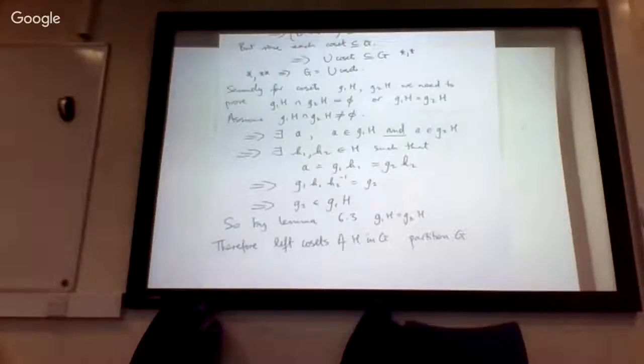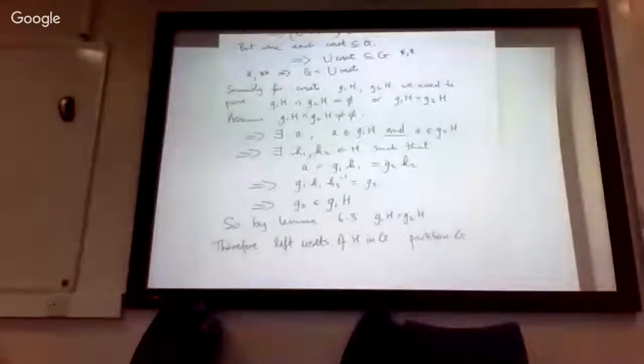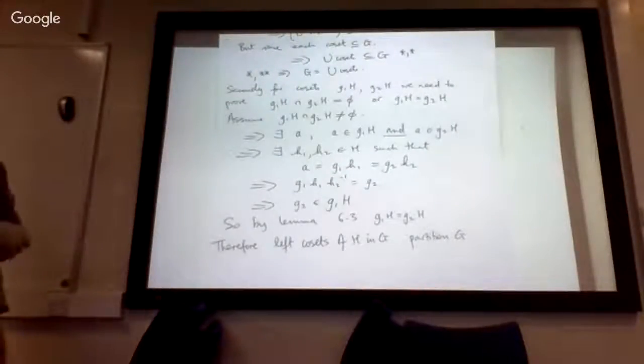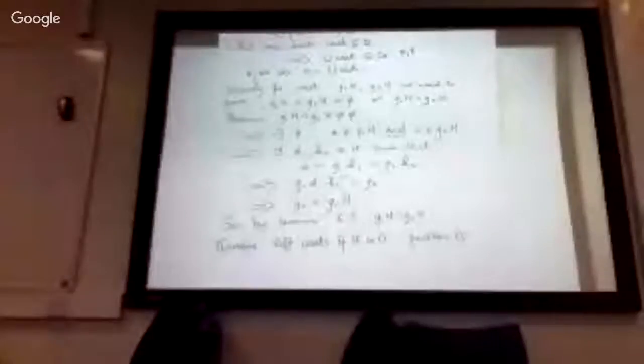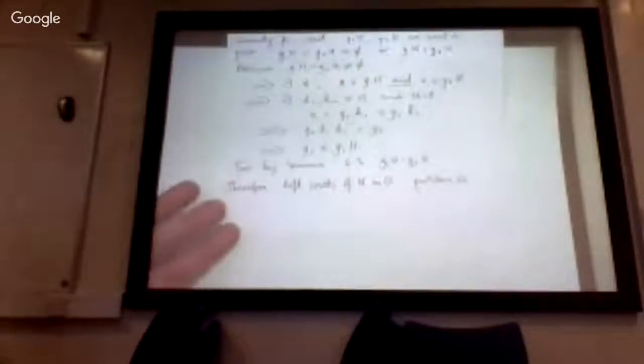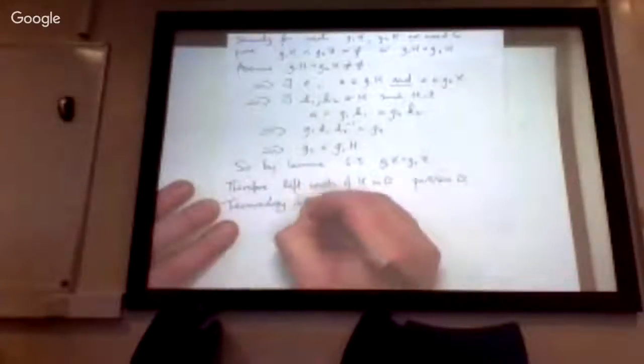The same theorem is true for right cosets. Derive the right-hand side, just change the order of things. Do the multiplications on the other side. It's the same situation. The right cosets of H in G partition G. There's some terminology and notation that's been slipped in here.